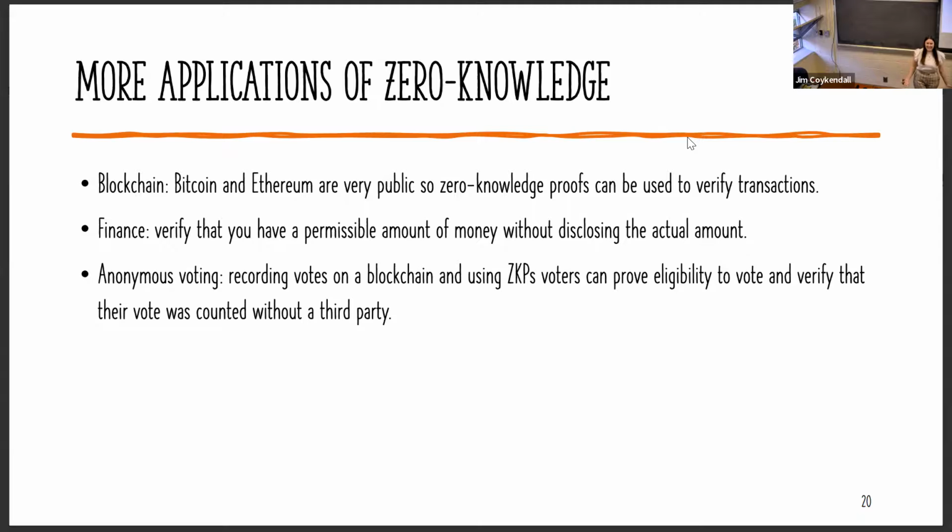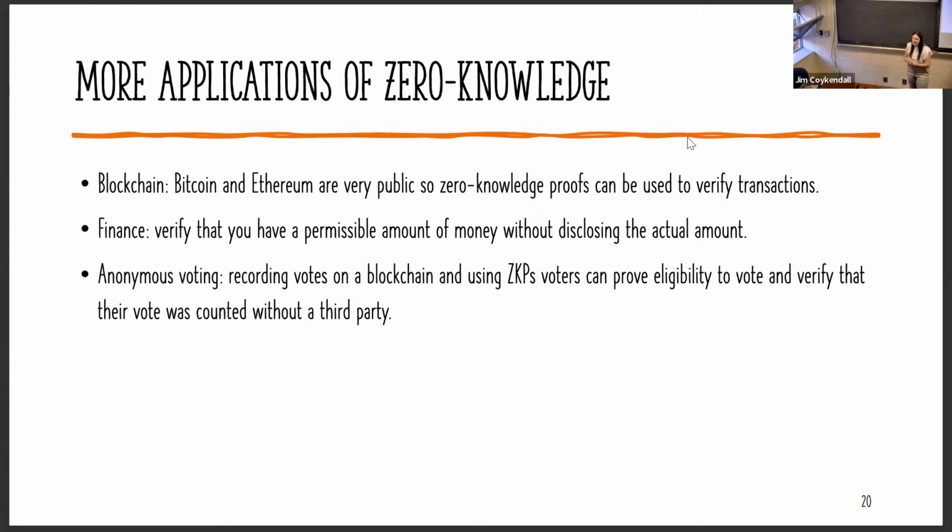In a lot of cryptocurrencies, these public blockchains like Bitcoin and Ethereum use it. So they're very public. All of your information is out there. There's not a lot of hiding it. And so zero knowledge proofs can be used to verify these transactions, and they can also be used to add a level of anonymity. So if you don't want your name going out there that you transferred 600 billion Bitcoin, you can use a zero knowledge proof.